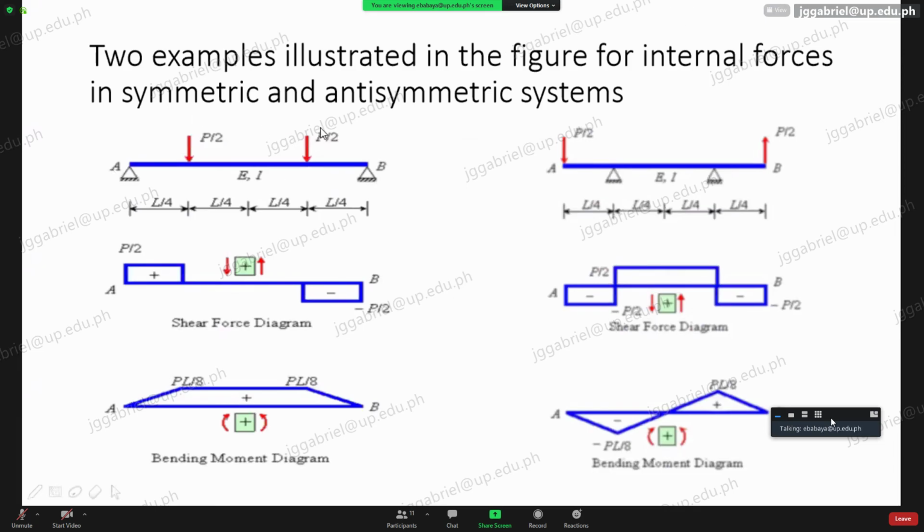So look at this one. This is symmetric. For symmetric, your bending moment diagram is also symmetric. But the shear force diagram is antisymmetric. So as we said, opposite palagi yung shear force diagram. Pareho yung bending moment diagram. Now we have here antisymmetric. You have antisymmetric bending moment diagram, but you have symmetric shear force diagram. Okay, do you get the pattern? Nagets nyo?